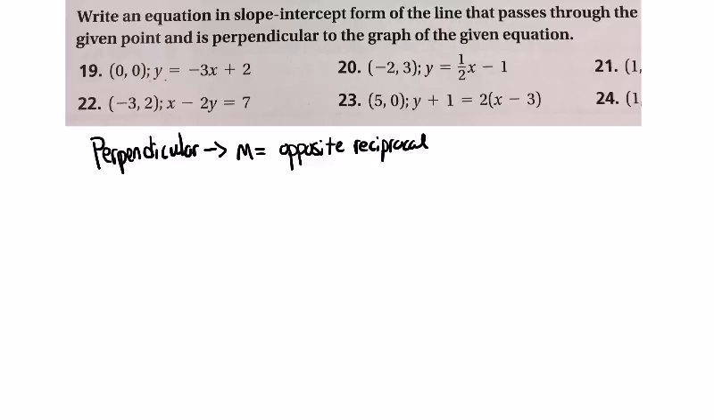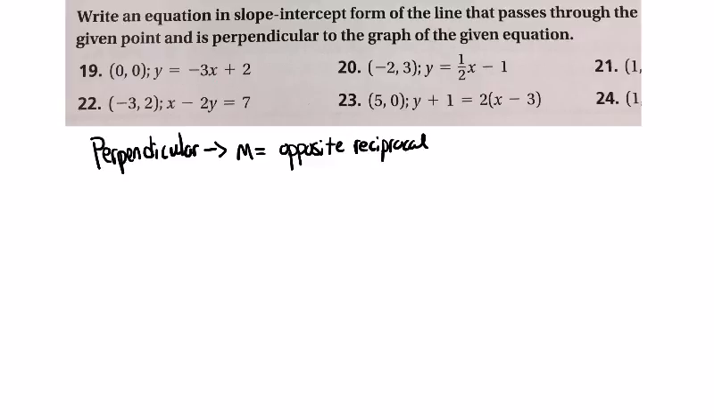So let's take a look at example number 19. We see that our equation is y equals negative 3x plus 2, and the point that they want our new line to go through is (0, 0). So what we're going to do is the same thing we did with the parallel examples, which is keep the same slope, except now we're not going to keep the same slope, because in order to make a perpendicular line, we need to take this slope of negative 3 and get the opposite reciprocal.